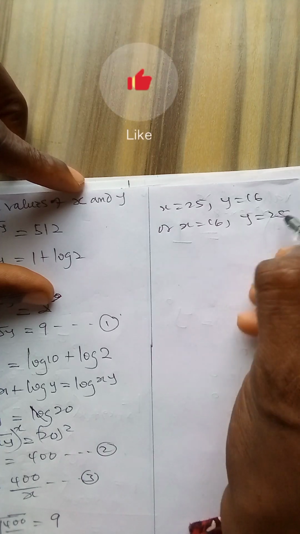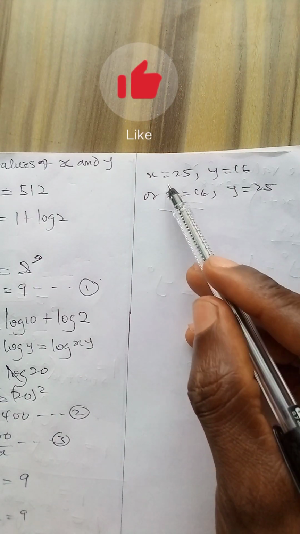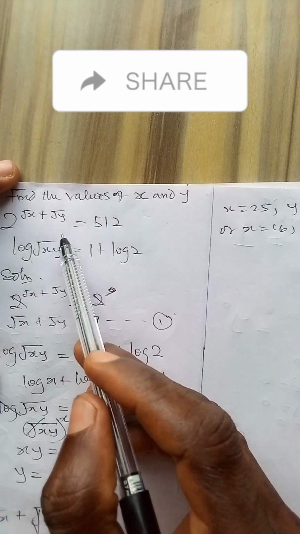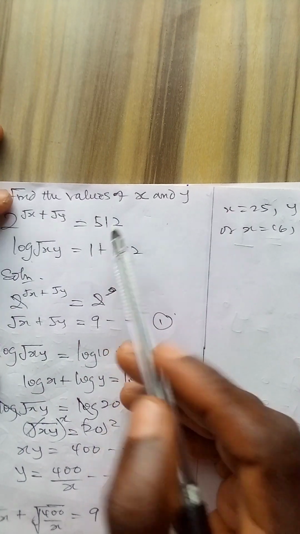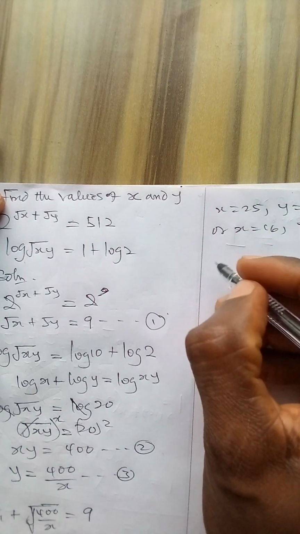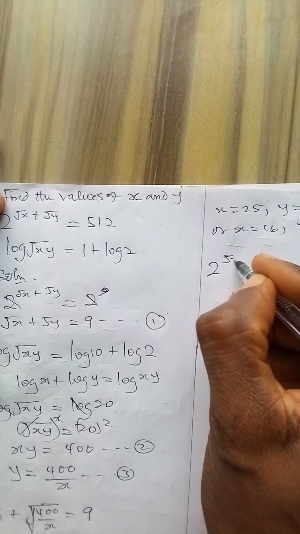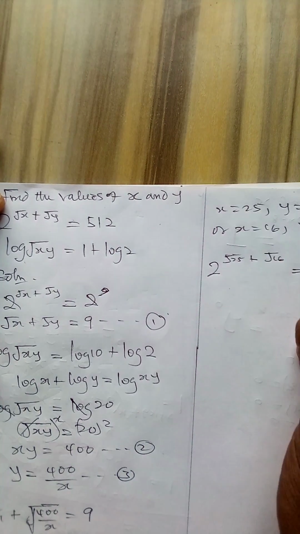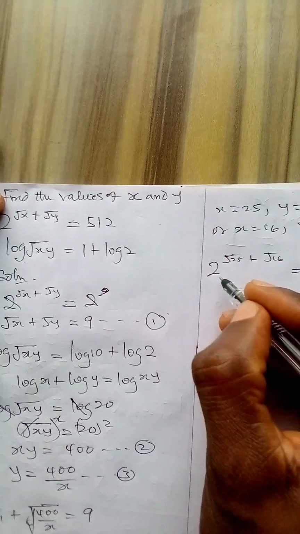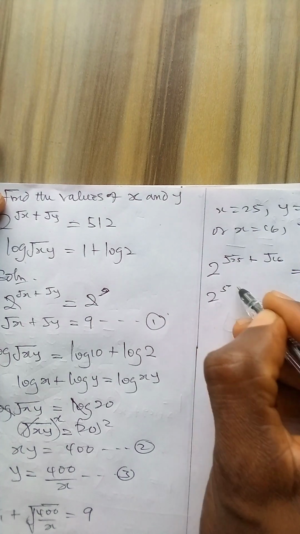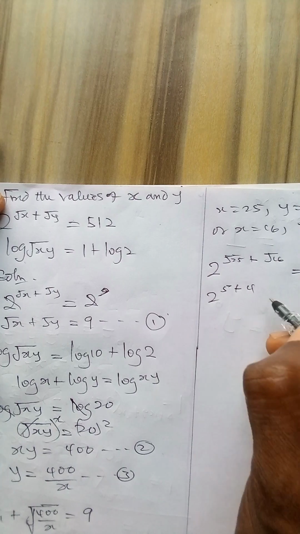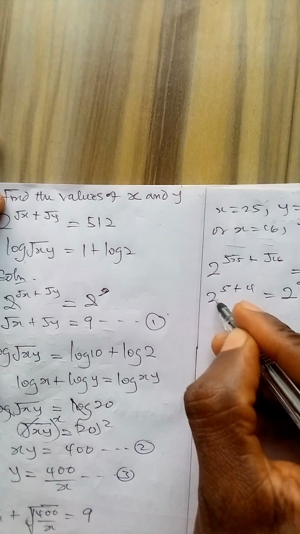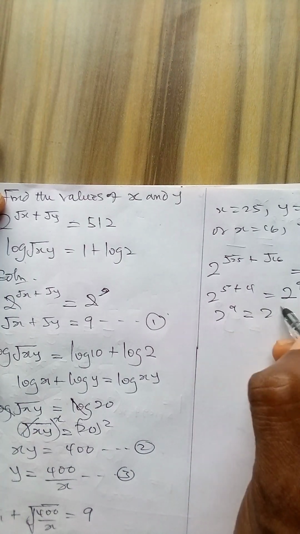Now let us back substitute the values of 25 and 16 for y and x into the original equation, and let's see if we are going to get 512. So 2 to power root 25 plus root 16. Root 25 is 5 and root 16 is 4, which will give us 2 to power 9. 2 to power 9 here equals 2 to power 9 here.